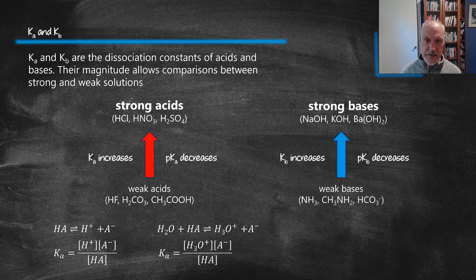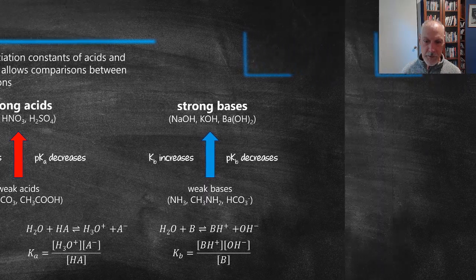Strong bases, things like sodium hydroxide and potassium hydroxide, also have large Kb values, and weak bases very low Kb values. The reaction for bases should be viewed the following way, where the base accepts a proton from the water molecule and forms BH+.